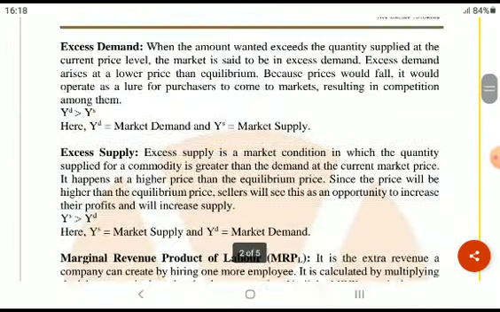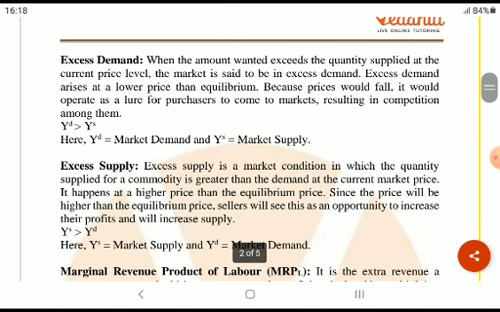Okay, excess demand. When the quantity demanded exceeds the quantity supplied at the current price level, the market is said to be in excess demand. Excess demand arises at a lower price than equilibrium. Because prices would fall, it would operate as a lure for purchasers to come to markets, resulting in competition among them. YD is greater than YS. Here YD is equal to market demand and YS is equal to market supply.